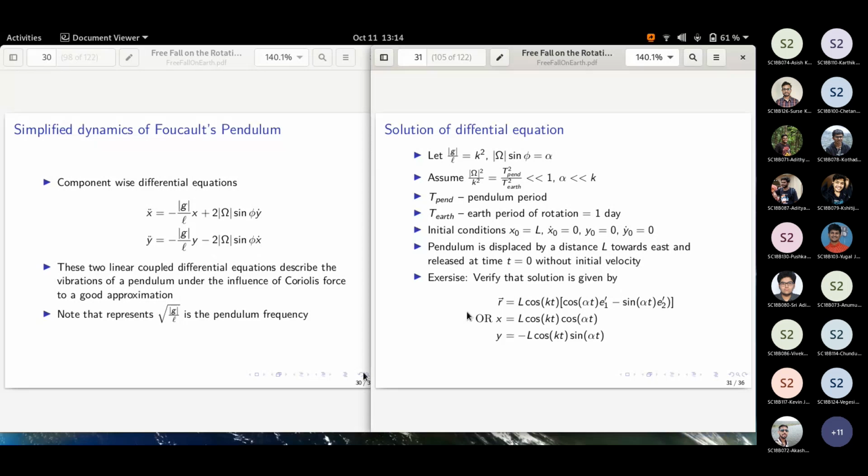This is a straightforward solution. So we have to basically interpret these results. Any questions until now? No, sir. So the differential equation is given on the left. We have made certain assumptions. And then the main initial conditions are these ones. So if you set these initial conditions and solve, you get this solution.